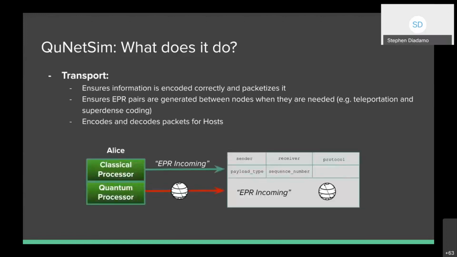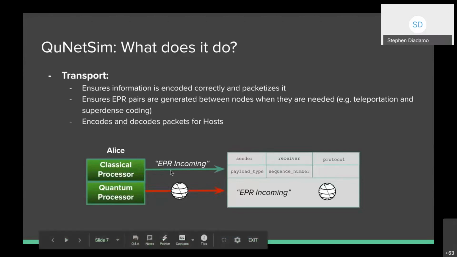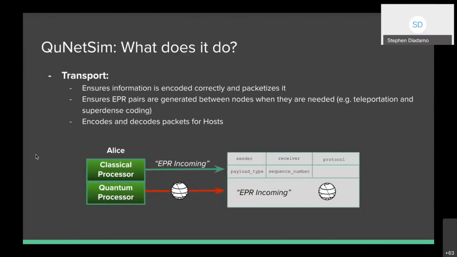So here's my picture of what the transport layer is doing. The host wants to send an EPR pair. This goes through the transport layer, where it packetizes everything and then it gets put into the network.